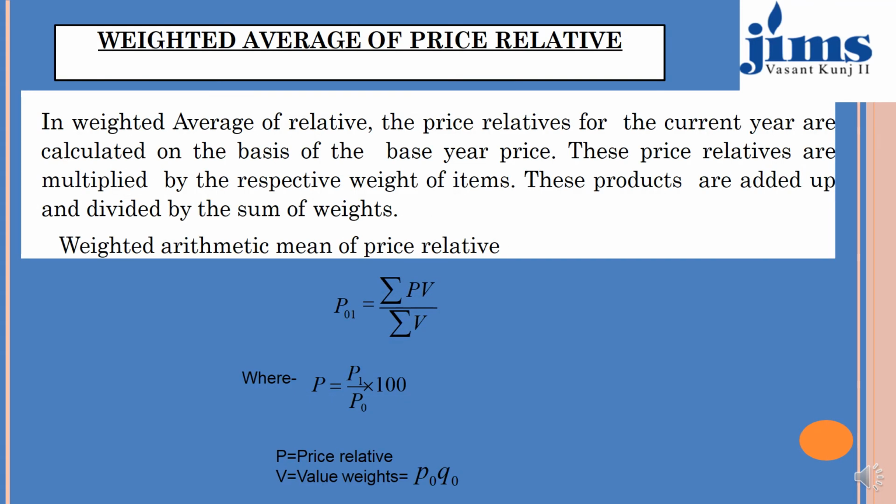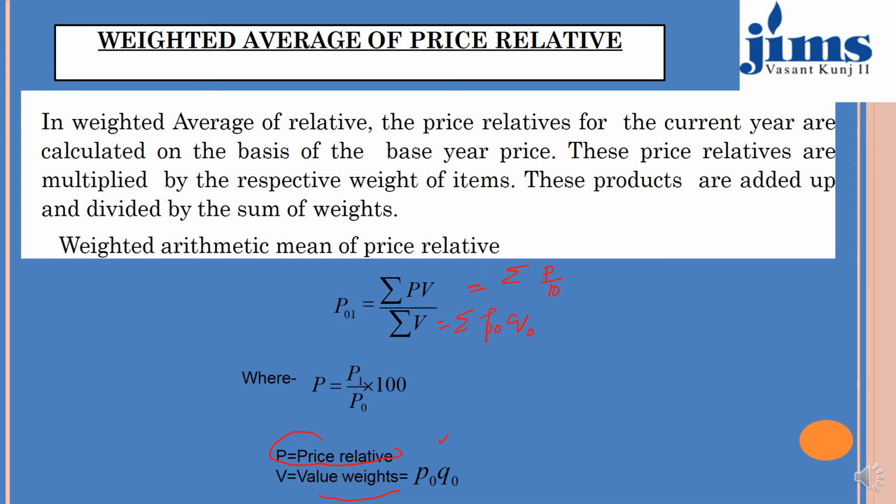Now, the weighted average price relative index number is another index number. First we have to find the relative prices. On that basis we multiply by the quantity, so P0Q0 is the value of the weights, and P is the price relative. V is equal to sigma P0Q0, and P is equal to P1 by P0.